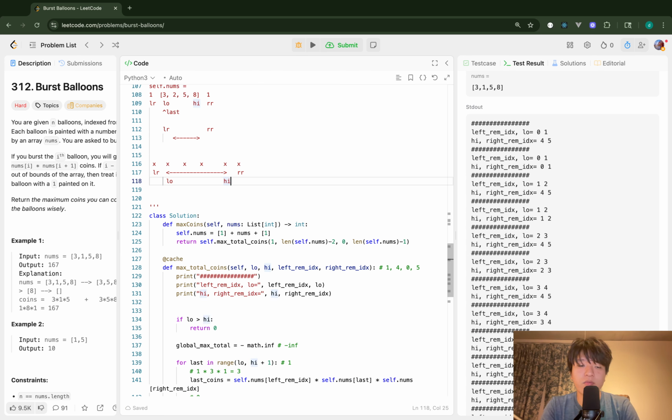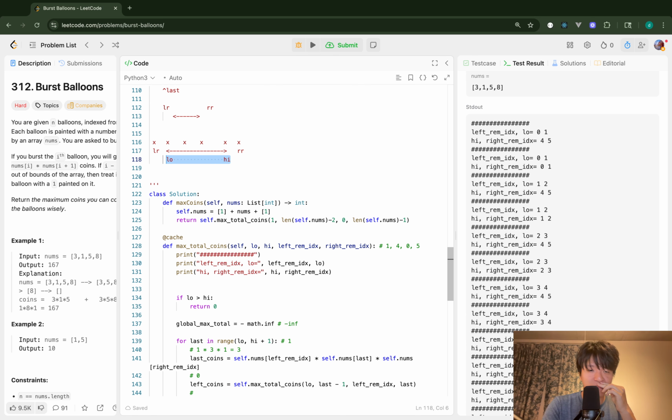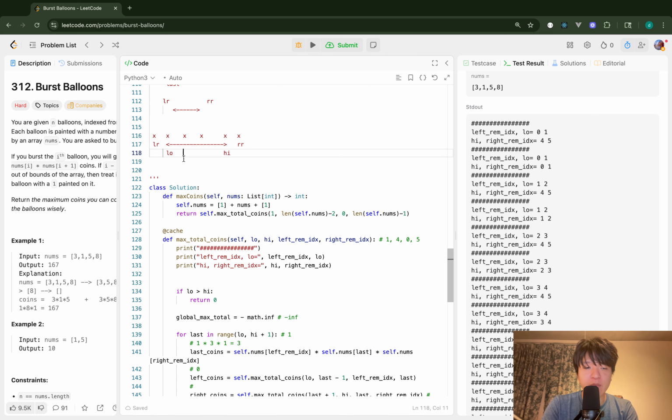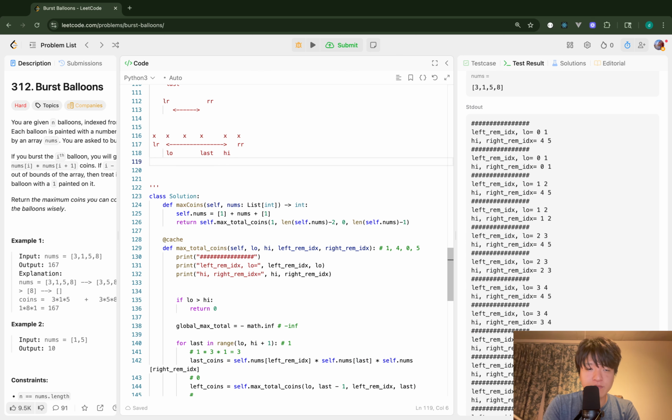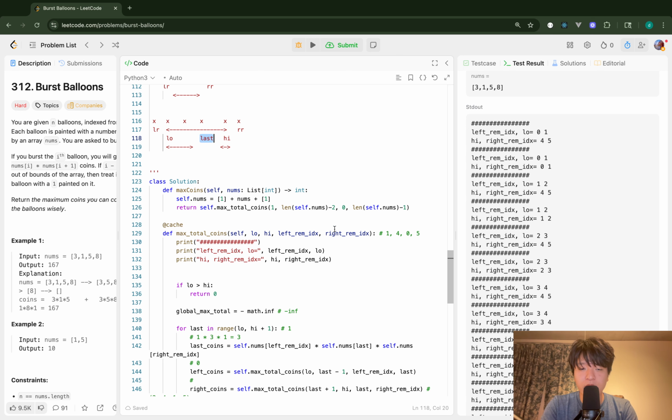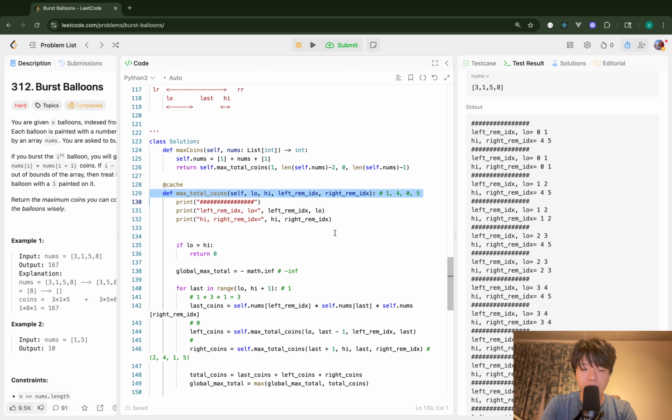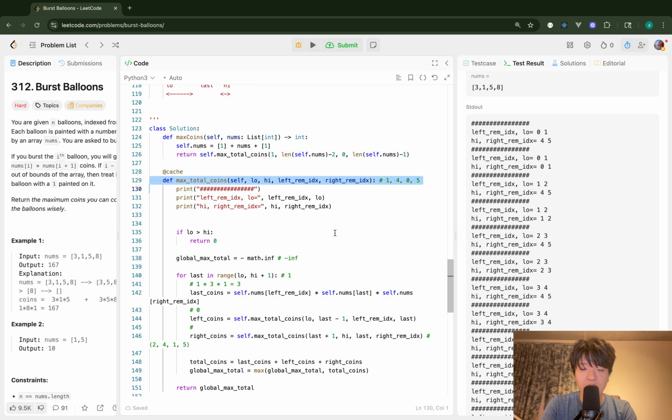Yep. So when I choose the last index somehow, this splits the current remaining range in this way. And as I've seen, this last is given as the right remaining index. Or maybe I can just take a look at this.